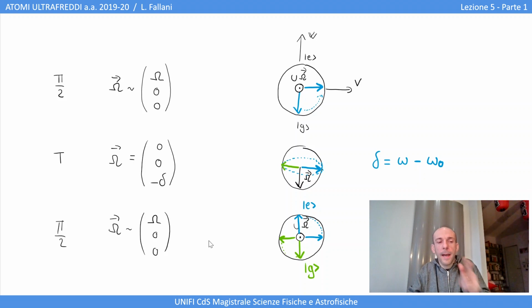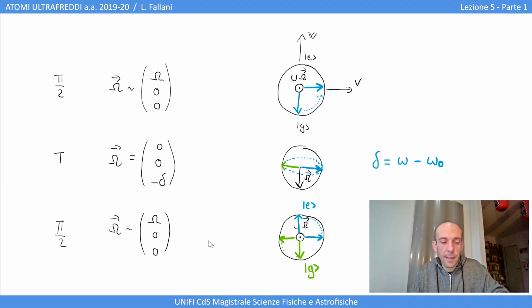And so the effect of a second pi half pulse will depend on the time between the two pulses and on the detuning. So it will depend on the acquired phases. So in this sense, this is an interference effect between the first pulse and the second pulse. And you observe this quantum interference because you have coherence both in the field and in the atomic superposition.